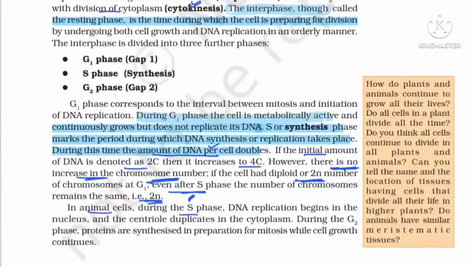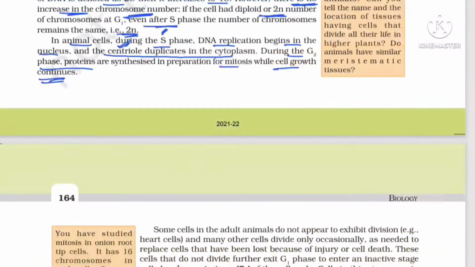In animal cells, during the S phase, DNA replication begins in the nucleus and the centriole will be duplicating in the cytoplasm. Why are we duplicating the centriole? So that they can make the spindle apparatus. And if they make the spindle apparatus, it means we can separate the sister chromatids. Is it clear? Spindle apparatus is also made from microtubules, meaning they are also made up of tubulin protein. During the G1 phase, proteins are synthesized for mitosis while cell growth continues. Is it clear, beta?